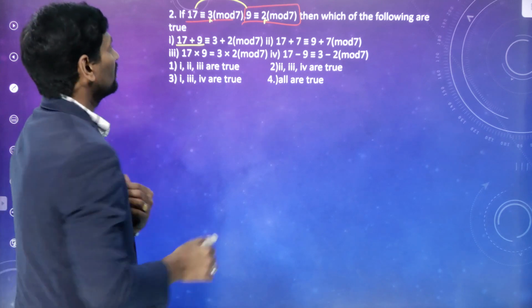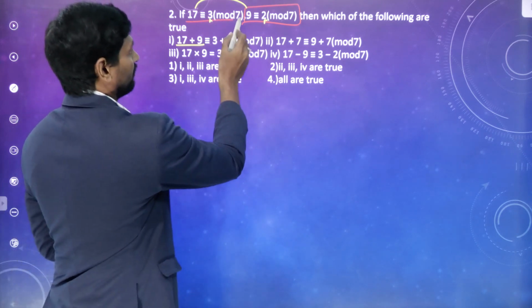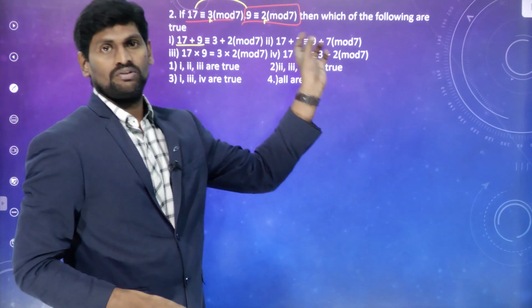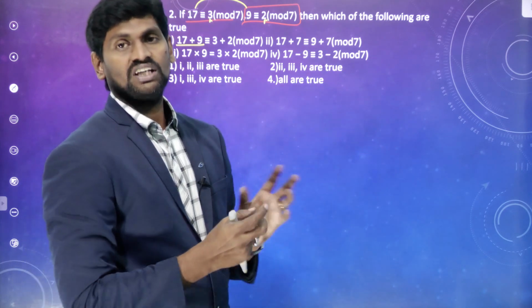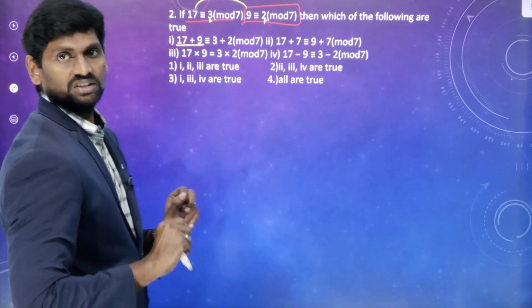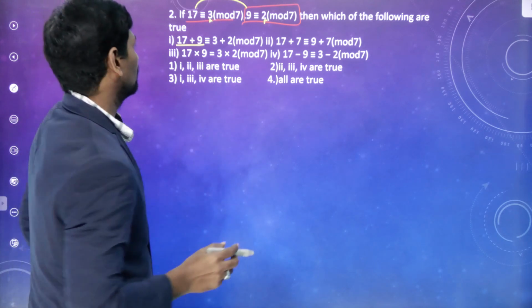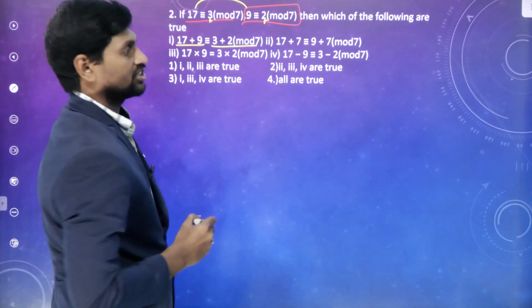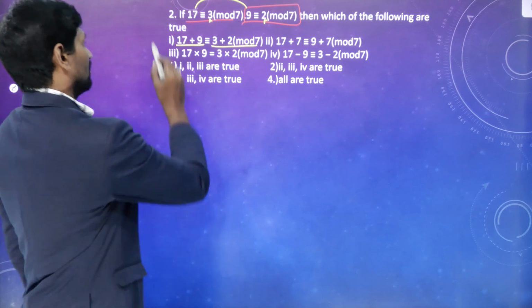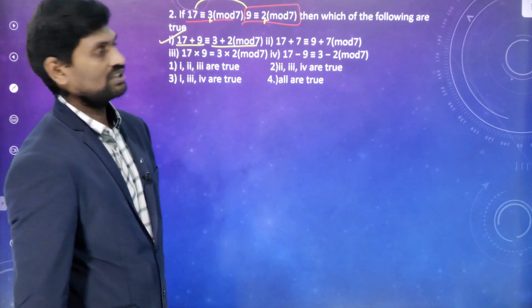3 plus 2 is modulo 7. If the first one is modulo 7 and the second one is modulo some other number, we cannot apply any properties between them. They must be the same. According to this, the first option is true. Let us go to the second option.